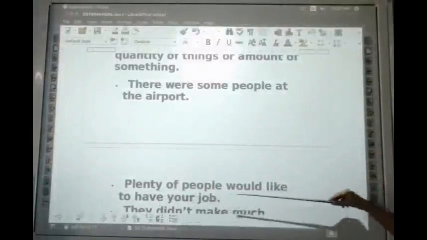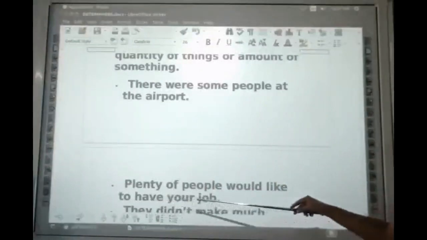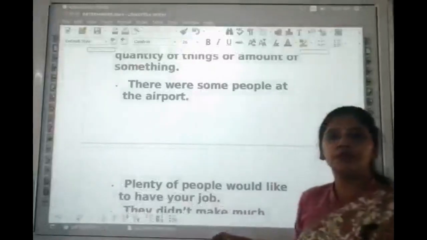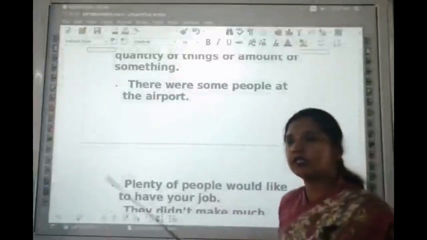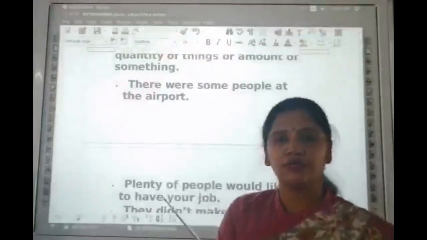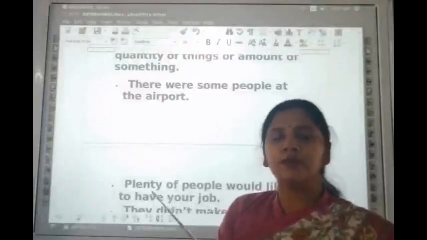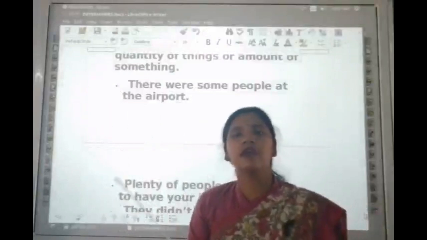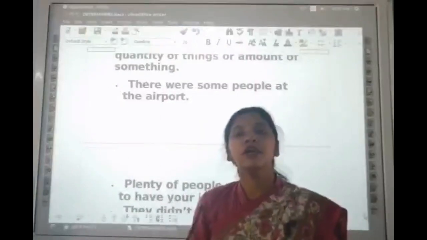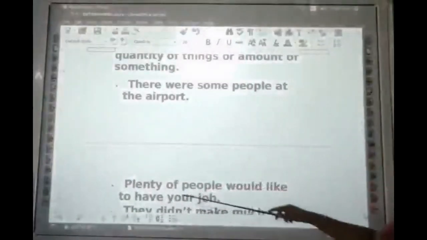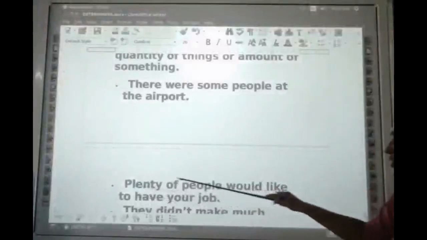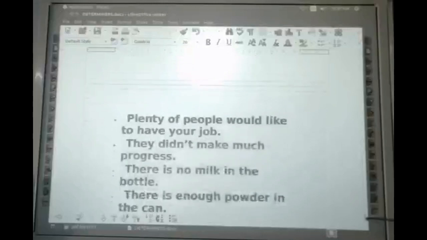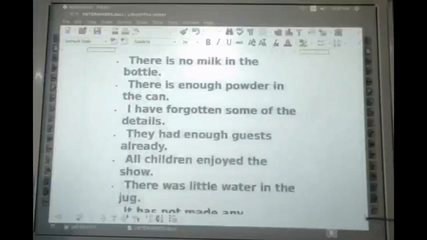Plenty of people would like to have your job. Plenty. Few is considered a small amount; plenty is much more than that, but not the maximum. That is why we use the word plenty. It shows the meaning of sufficient. I hope you understood this.